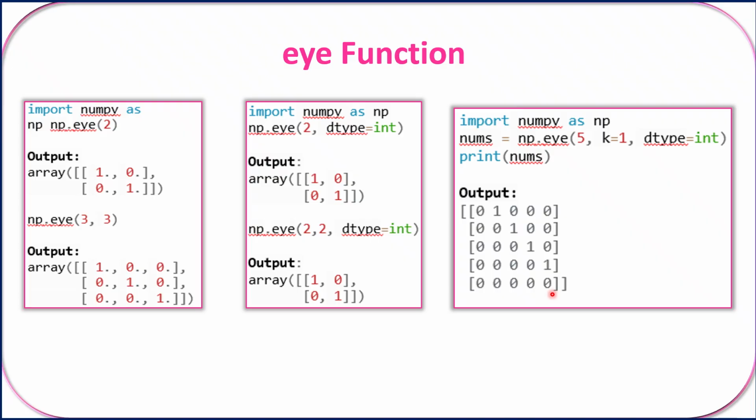So the difference between the I matrix and the identity matrix is, by default, in the identity matrix, if I write 5 or just 5 comma 5, it creates a square matrix of 5 cross 5, and the main diagonal elements will be 1. Remaining elements will be 0. Whereas in the I matrix, we specify where the 1 should be in the diagonal, and so we give the k value. That's the main difference between the I and the identity matrix.